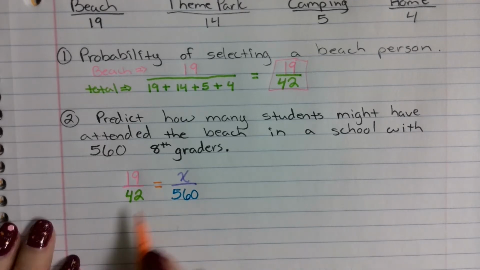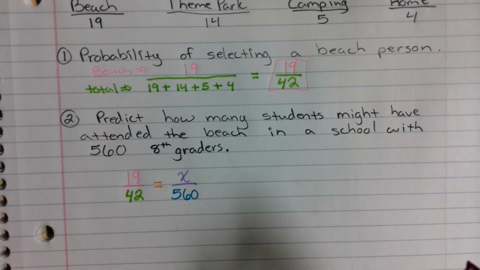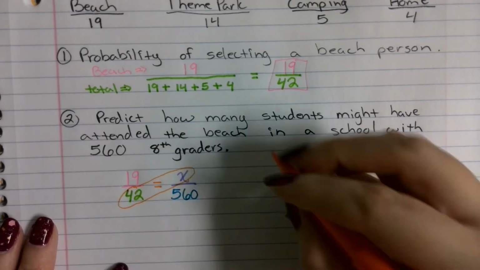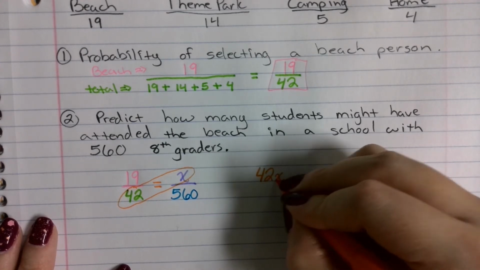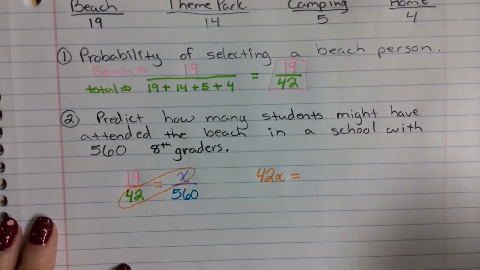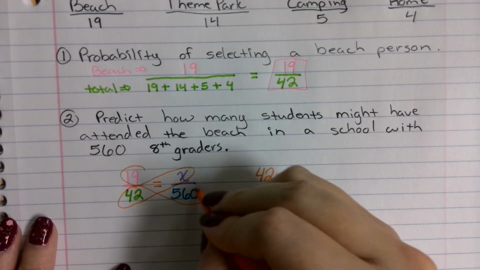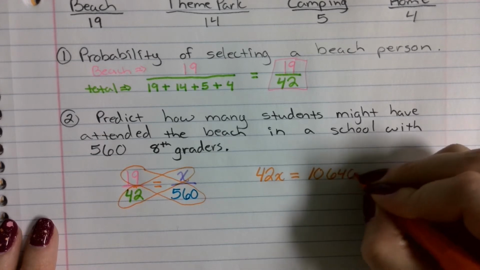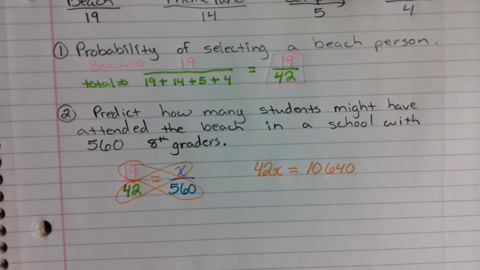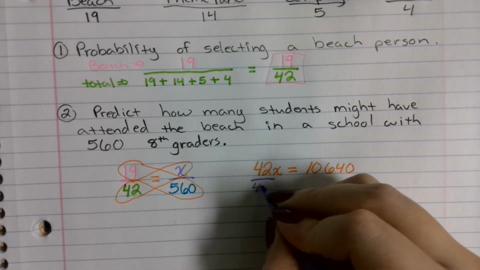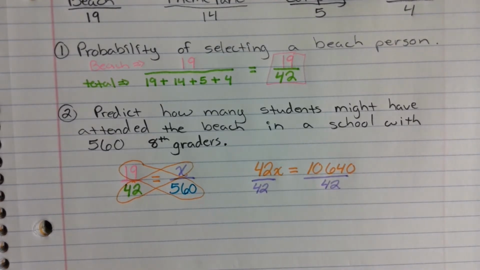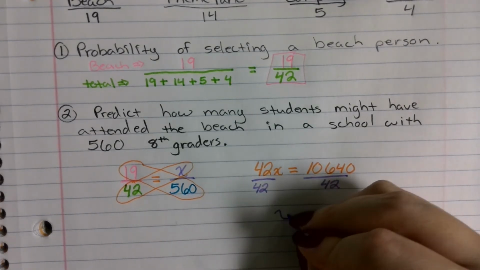So again, once we've got this set up, all we have to do is perform the cross product. So we're going to multiply 42 times x, and that'll give us 42x. And then we're going to multiply 19 times 560, and that's going to give us 10,640. And then from there, to solve for x, we're just going to go ahead and divide by 42. And that would tell us roughly how many students.